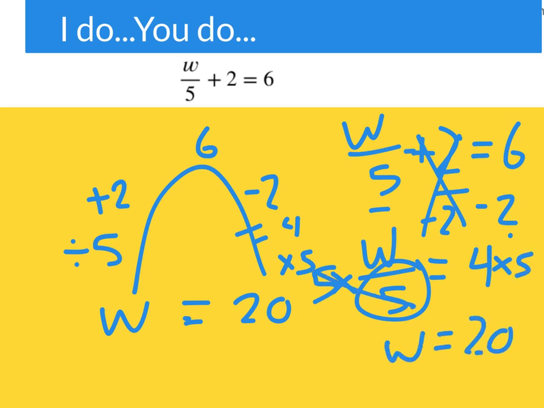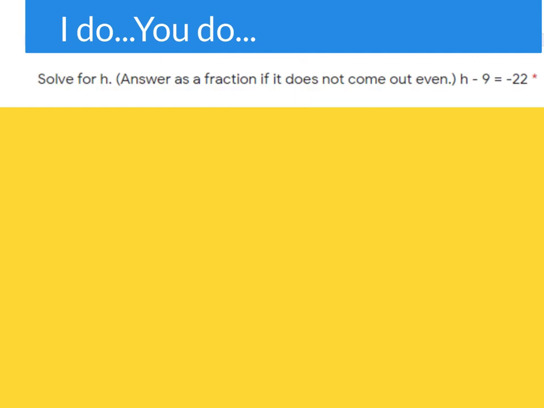I don't think I've checked any answers yet, so let's go check this answer. If I put 20 in there for w, 20 divided by 5 is 4. And what is 4 plus 2? 4 plus 2 is 6, so it works out. Look at this last one, and it is a one-step equation. All they did was minus 9. I'm going to go ahead and do leave, change, opposite anyway, just to be in the habit of it.